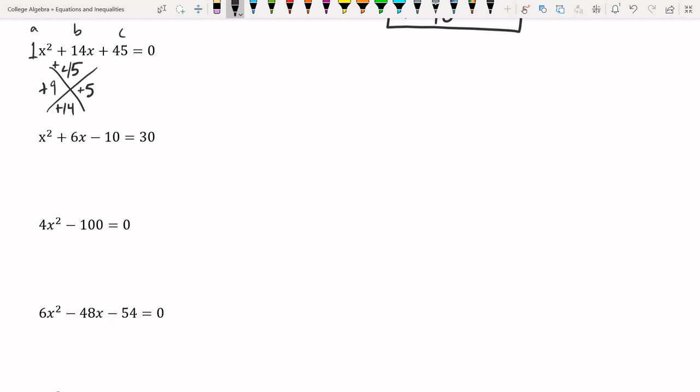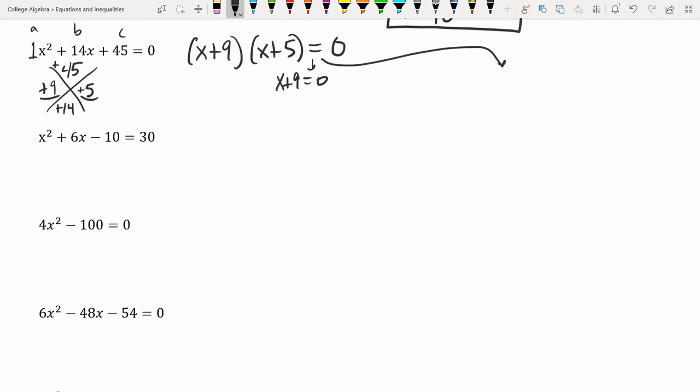And we have a equal to 1 here, so we can use the shortcut method, meaning we can immediately factor this to x plus 9, x plus 5. That's because that's plus 9, that's plus 5. Now, this is equal to 0. The only way two things multiplying each other can equal 0 is if one or the other, or both of them, equals 0 individually. So that means we can solve this by splitting this up into two separate equations. X plus 9 equals 0, and x plus 5 equals 0.